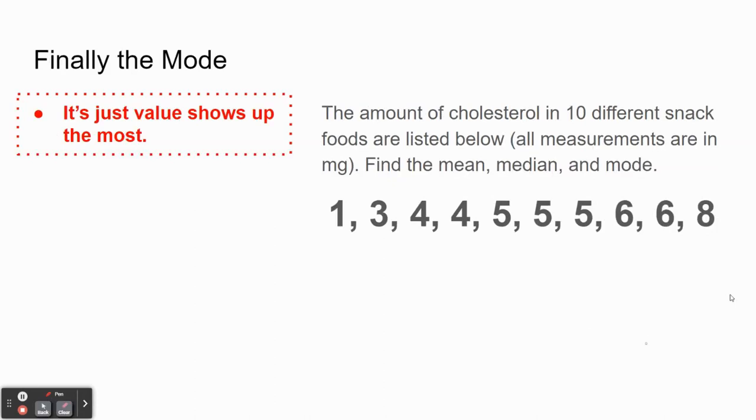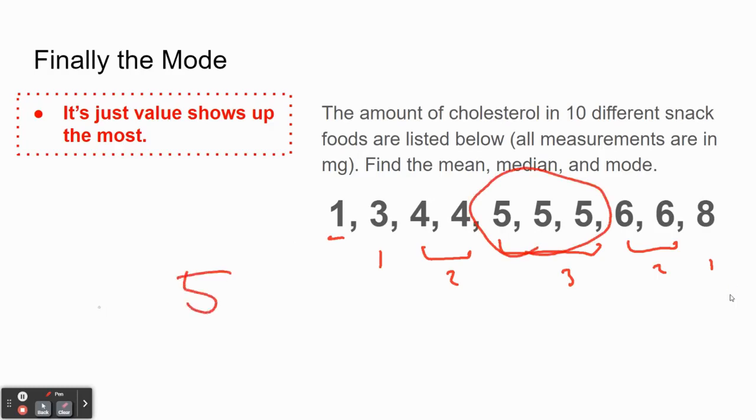The last thing that we want to do is we want to find the mode. The mode is just going to be the value that shows up the most. So we have 1, 1, we have 1, 3, we have 2 4s, we have 3 5s, we got 2 6s, and we have an 8. So 5 is what shows up the most. So our mode is 5.